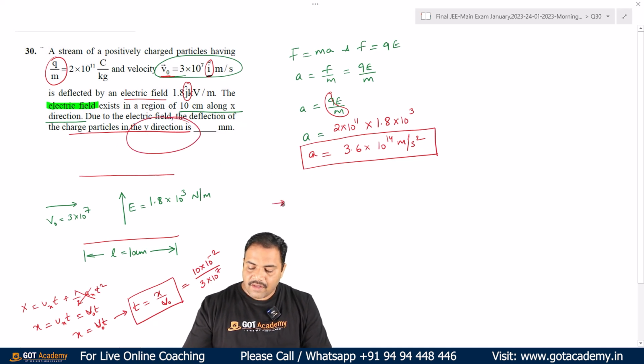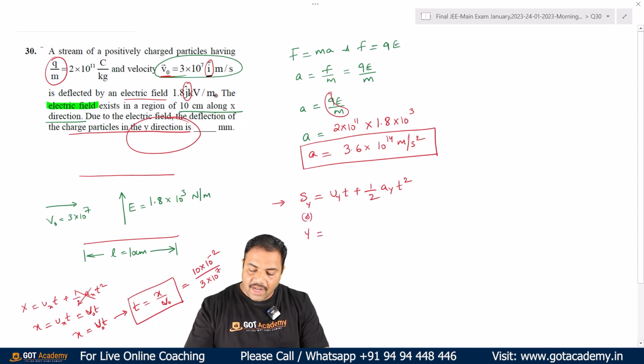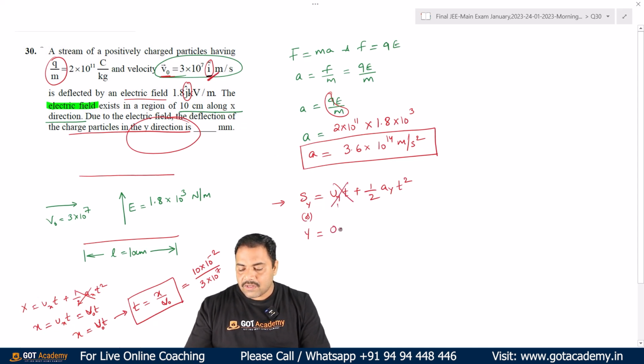So children, you know that S is equal to uyt plus half ayt square. If you write y common, this must be sy. But the velocity is only along x-axis. There is no velocity along y-axis. So this part is 0. So 0 plus half. Electric field is along y-axis. So acceleration, that is the reason you are getting the acceleration along the y-axis only. It is not along x-axis. So you can substitute that. Time here we got it. So into t square.